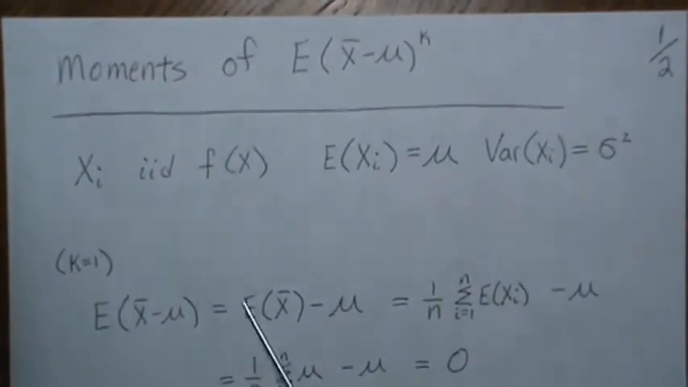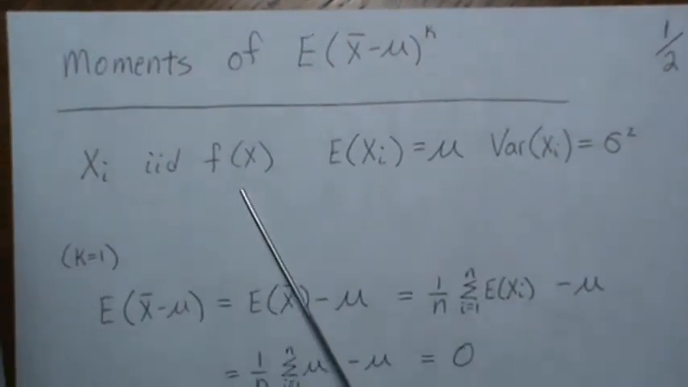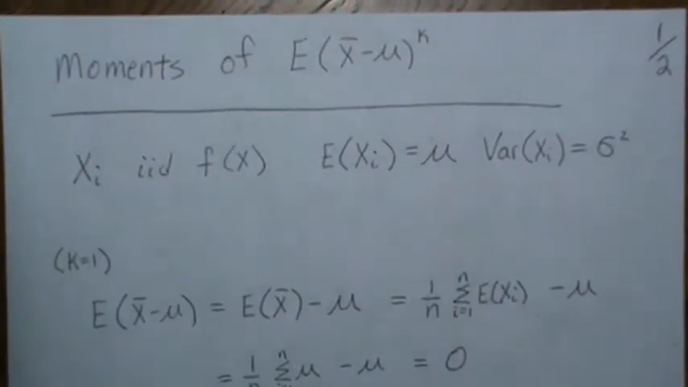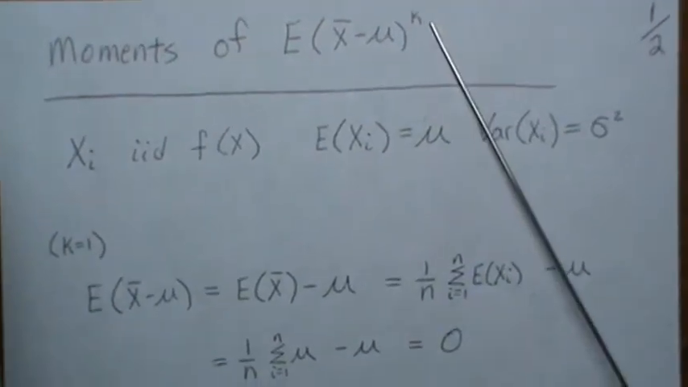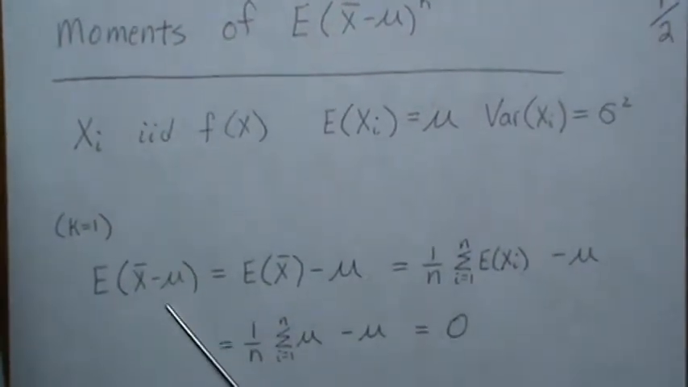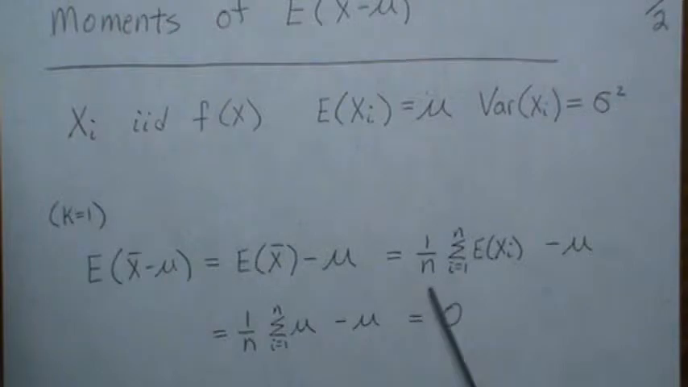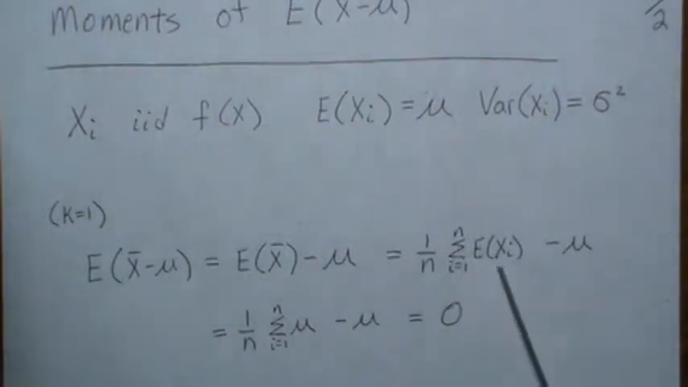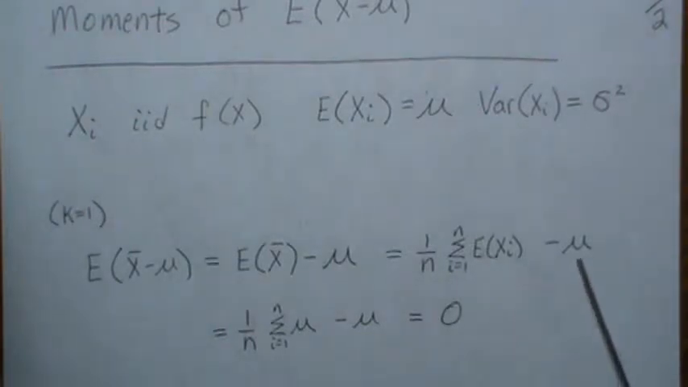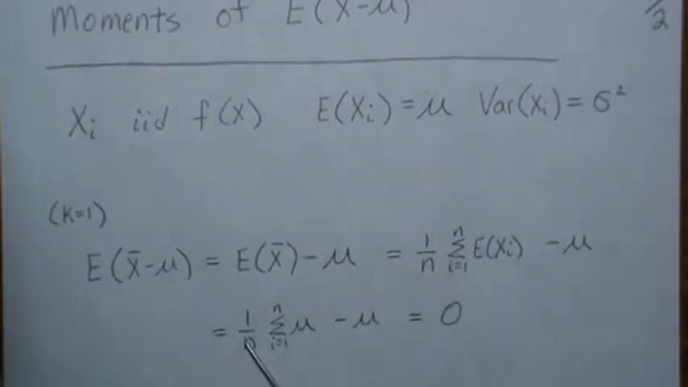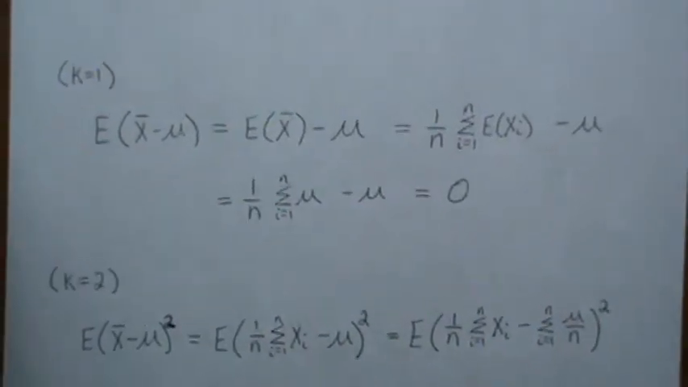So here we're going to let the x's be IID with some distribution, some density. The mean is mu and the variance is sigma squared. So when k is 1, it's the first central moment, which is this, and then the mean can be written as 1 over n sum of xi. So you take the expectation in, and that's a constant. You get this is mu, and then you sum a constant n times, the n's cancel, you get mu minus mu, which is 0.